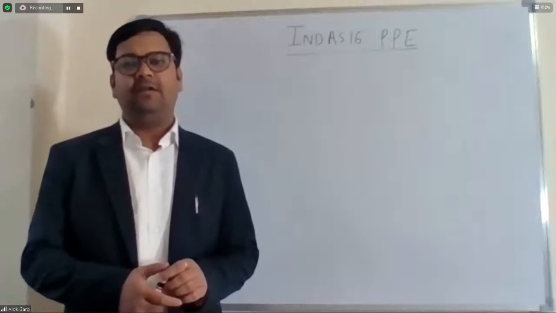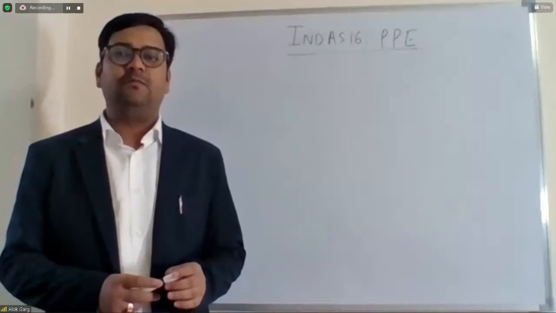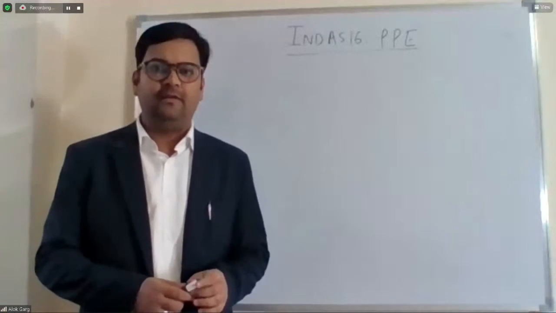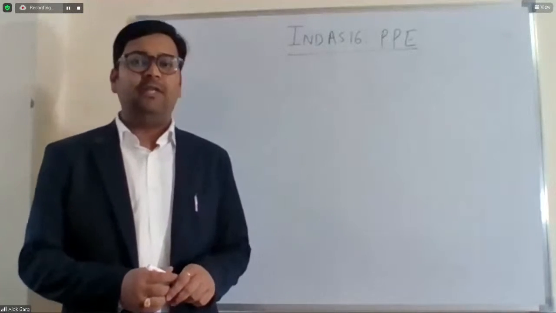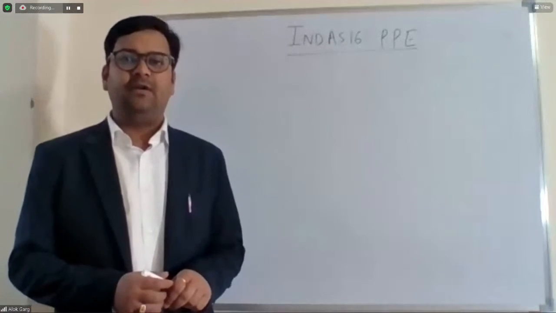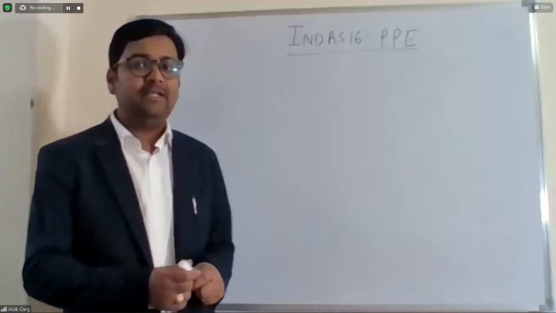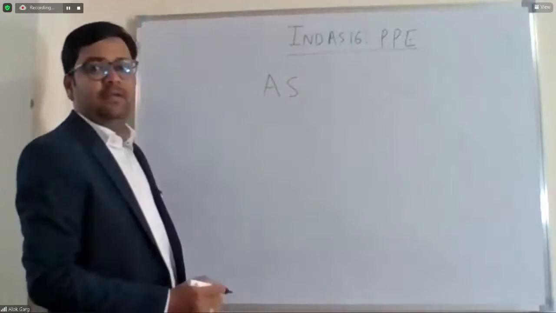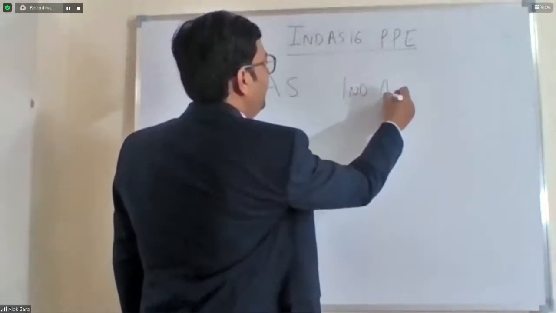So today I am taking a session on Ind AS 16 Property, Plant and Equipment, which is a part of your paper 1 of financial reporting of CA final. So friends, if I talk about the accounting standard or Indian accounting standard, there are two sets of standards prevalent in India as of now. One is accounting standard, which is known as AS. The second one is Indian accounting standard, which is known as Ind AS.